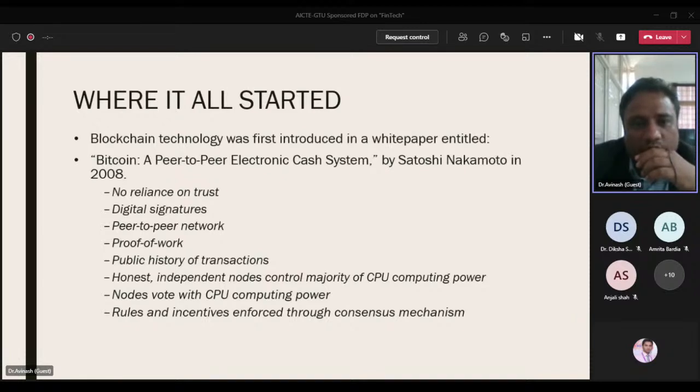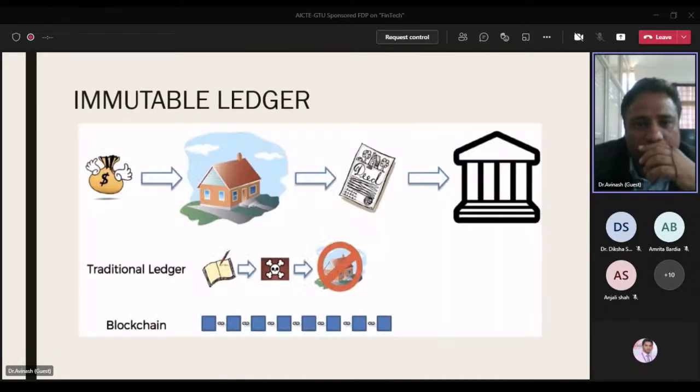They explained mining, which is called the public history of transactions. They explained the nodes. Lots of things they have explained in this paper, and that's the reason it is called the base paper. That's the reason many people who quote about blockchain or cryptocurrency always put the reference of this particular paper in their research. So this is the immutable ledger concept.